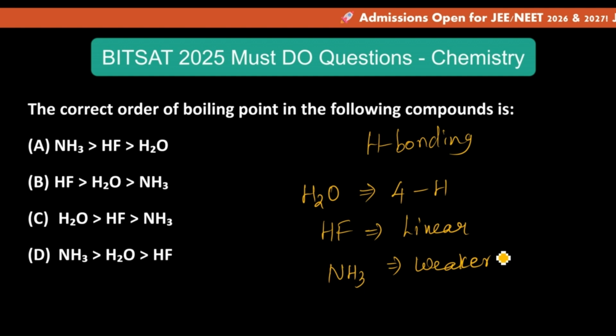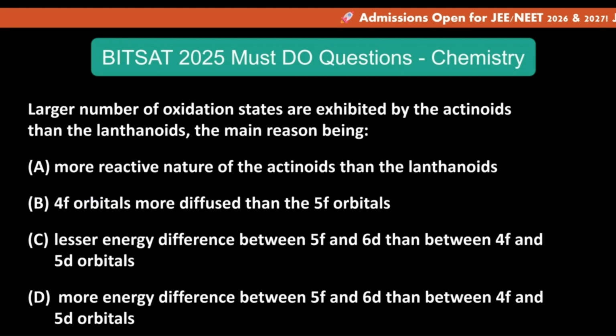So B or C must be your answer. Comparing H2O and HF, HF is forming a linear chain, H2O is having a network. So HF will have less and H2O will have more. So your option will be C, H2O, then comes HF, then NH3.